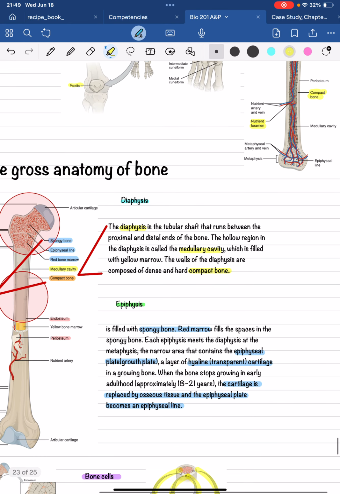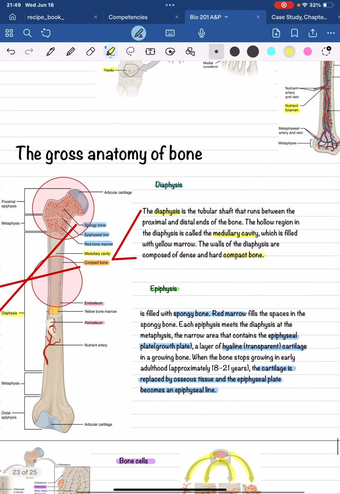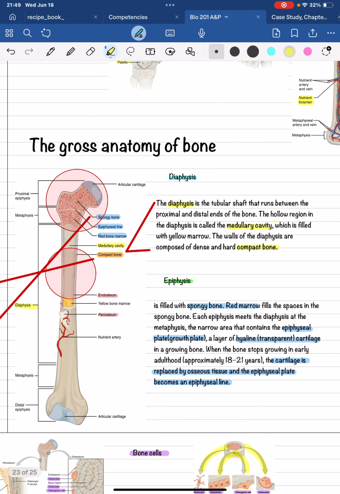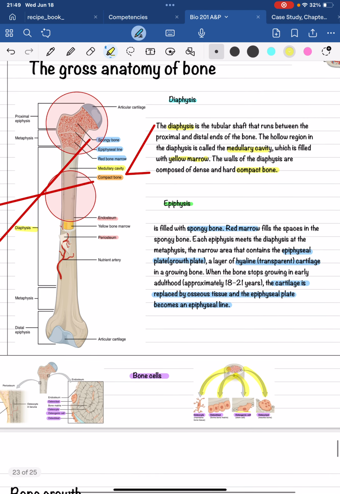The diaphysis is the tubular shaft that runs between the proximal and distal ends of the bone. The hollow region in the diaphysis is called the medullary cavity, which is filled with the yellow marrow. And the walls of the diaphysis are composed of dense and hard compact bone. And the epiphysis is filled with spongy bone, and that's where red marrow fills the spaces in the spongy bone. Each epiphysis meets the diaphysis at the metaphysis.